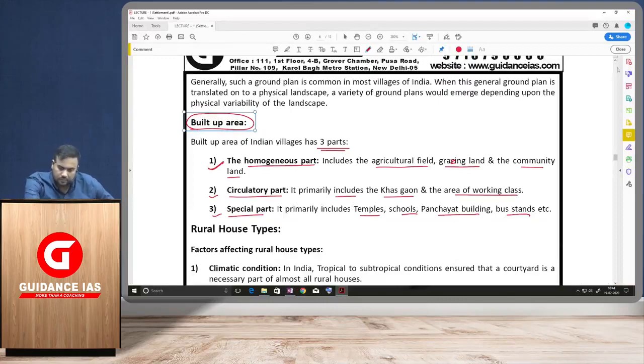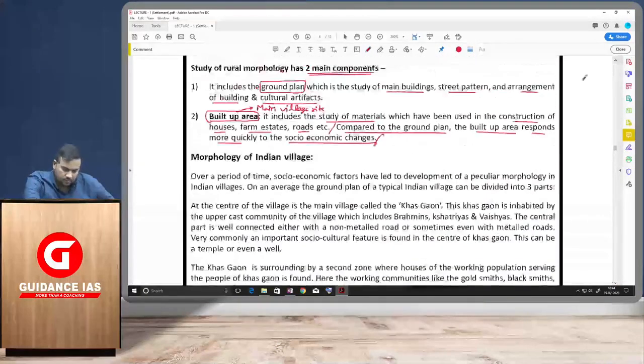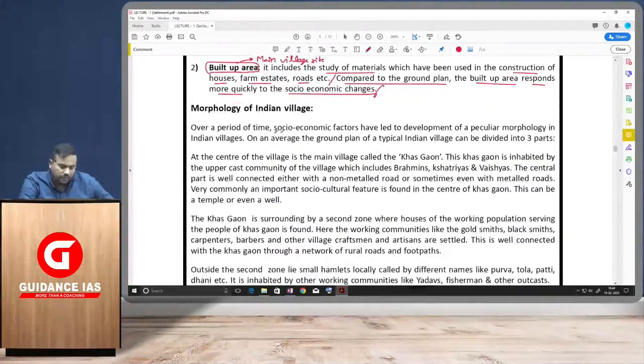Over a period of time, socio-economic factors have led to the development of a peculiar morphology in Indian villages. On an average, the ground plan of a typical Indian village can be divided into three parts. At the center of the village is the main village, referred to as the Khas Gaon. This Khas Gaon is inhabited by the upper caste community of the village, which includes Brahmins, Kshatriyas, Vaishyas. The central part is well connected either with a non-metalled road or sometimes even with a metalled road.